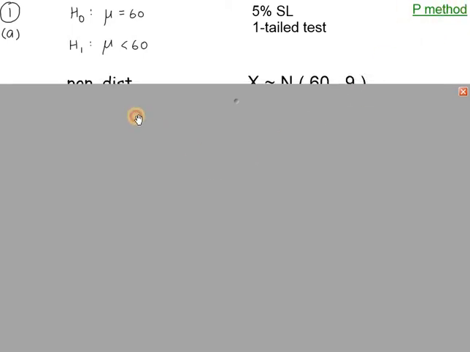We're using a 5% significance level, and this will be a one-tailed test, and this is using the probabilities method, which is the easiest method out of all the available methods. So if you have a choice, always go with this one, it's easier.